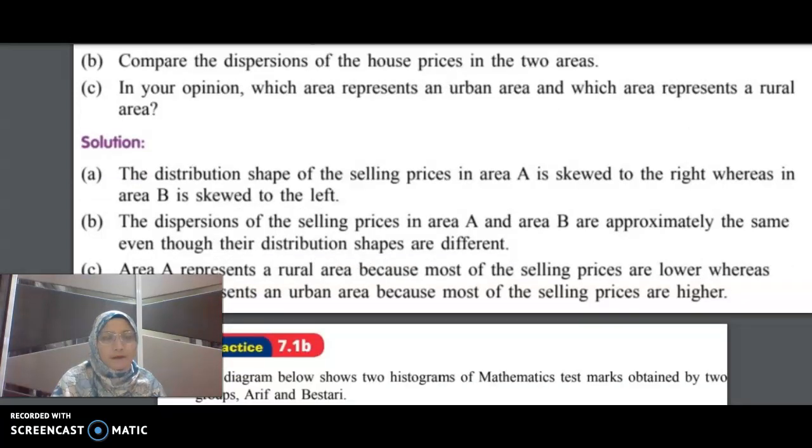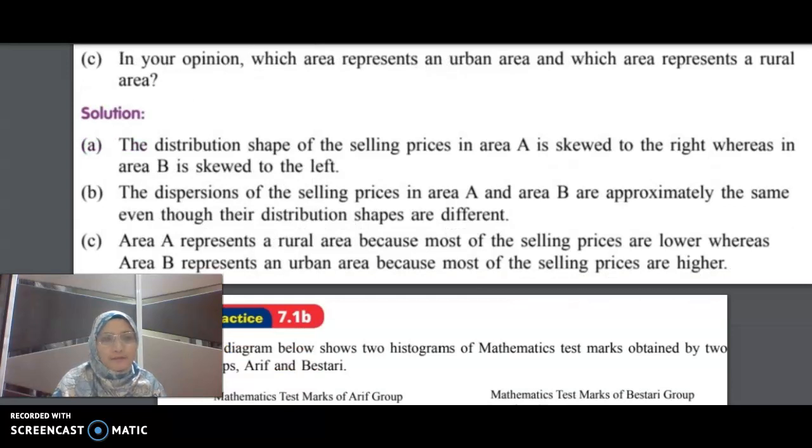Question B. Compare the dispersions of the house prices in the two areas. The dispersions of the selling prices in Area A and Area B are approximately the same even though their distribution shapes are different.